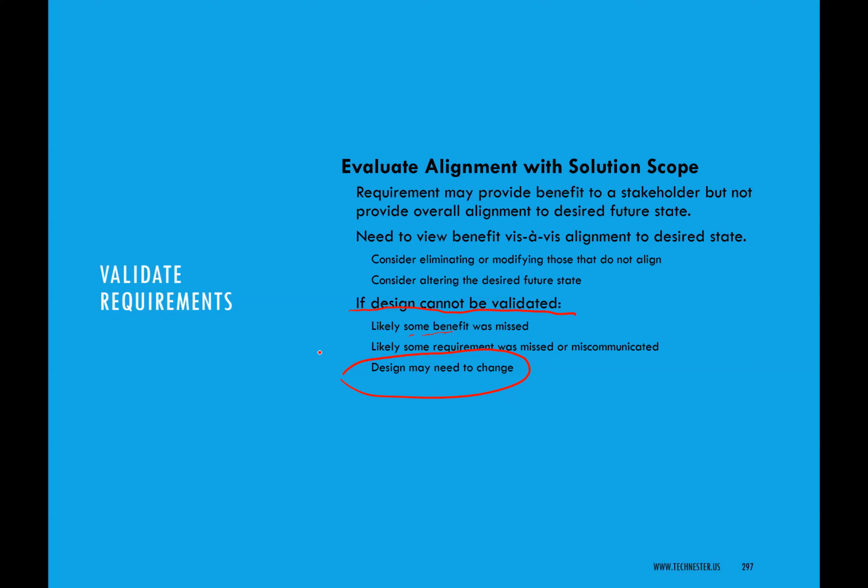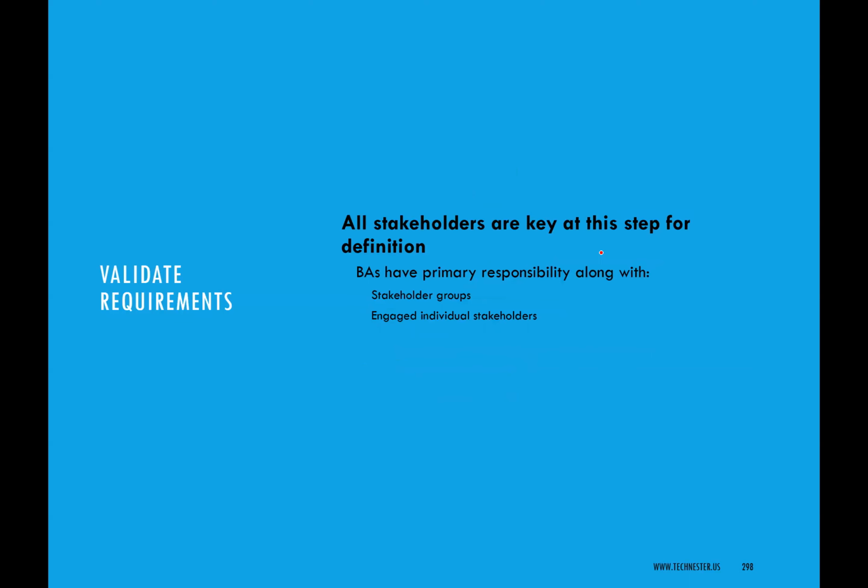So to validate requirements, you need all stakeholders. Every stakeholder that you have collected requirements from, when you create your final design, which is supposed to represent the solution, you have to go back to them to confirm that what you have designed or what you have modeled aligns with what they want. Okay.